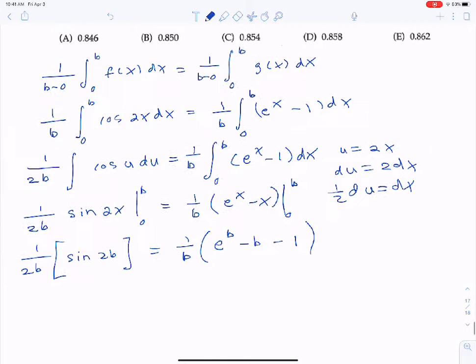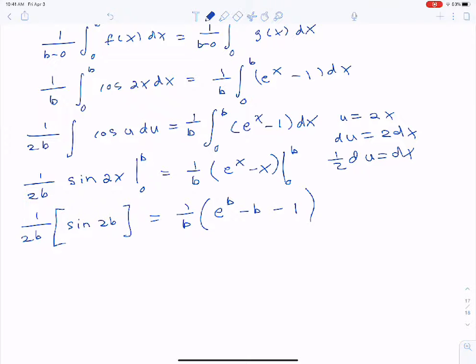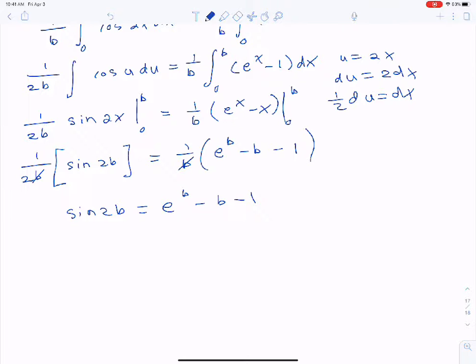Okay? From here, let's keep on going. If I multiply both sides by b, these b's are going to cancel out here. So I get sine of 2b equals e to the b minus 1. So let's set one side equal to 0. This is going on and on and on. So sine 2b minus e to the b plus 1. That's going to be my new function, and that's the one I'm going to plug into my calculator.